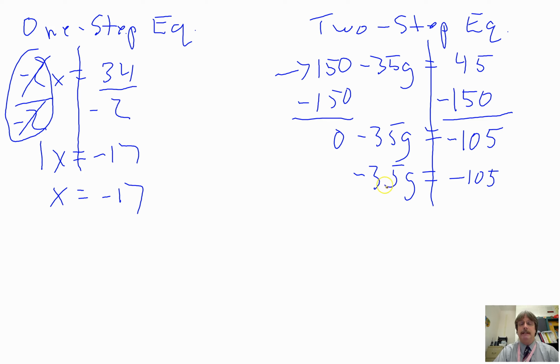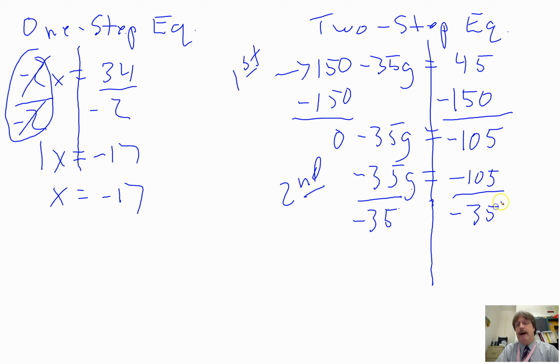Negative 35g equals negative 105. So now the second step, so let me put this as my first step. Now my second step is I have to get rid of my coefficient. So to get rid of, this is a multiplication. To get rid of a multiplication, I'm going to divide. So I'm going to divide by the same number, negative 35. And what I do on one side, I have to do on the other. So I divide that by negative 35.